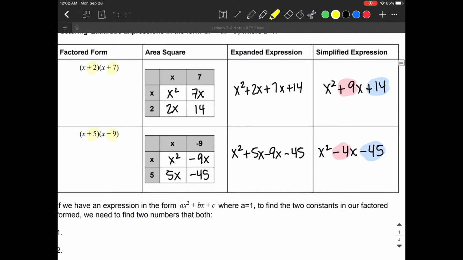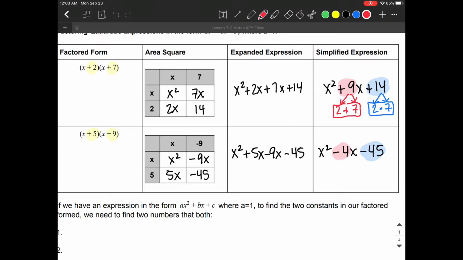I want to look for if I see a pattern in my simplified expression and my factored form. So do I see a pattern with 2 and 7 in my simplified expression? Well, I'm going to look at what's unique in the simplified expression. So I'm going to look at the plus 9. Is there something I can do with 2 and 7 to get 9? Yes, there is. I can add them together, right? Is there something I can do with 2 and 7 to get 14? Yes, there is. I can multiply them together.